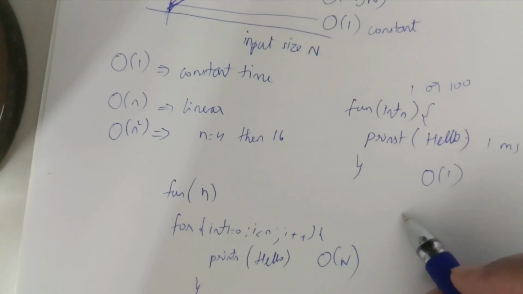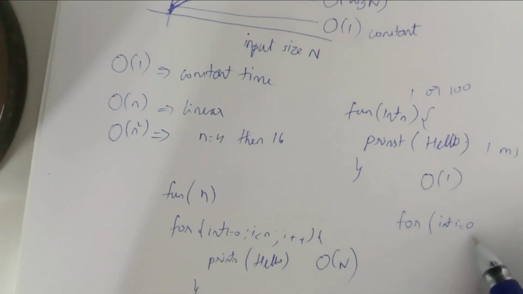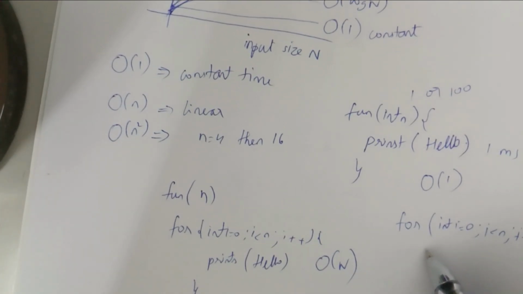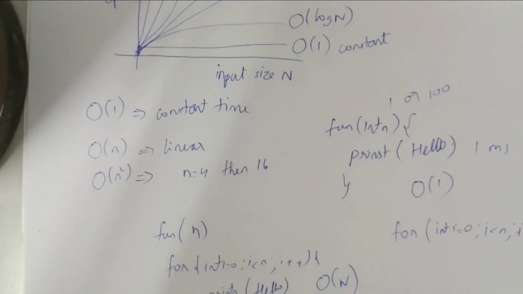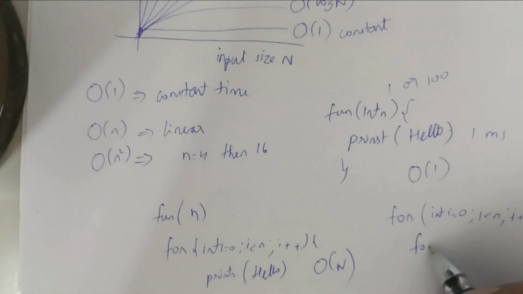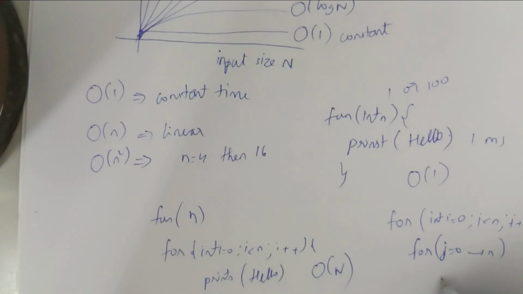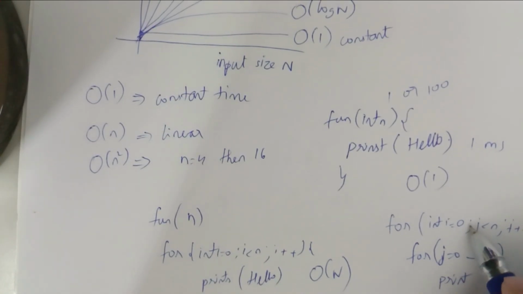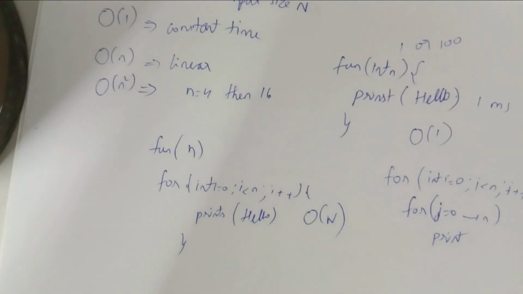And the third one, if we have two for loops, for int i is equal to 0, i less than n, i plus plus, and inside this for loop we have one more for loop which goes from j is equal to 0 to n, and we have a print statement. So for each i equal to 0 or i equal to 1, we have j going from 0 to n. So this takes big O of n square time complexity.